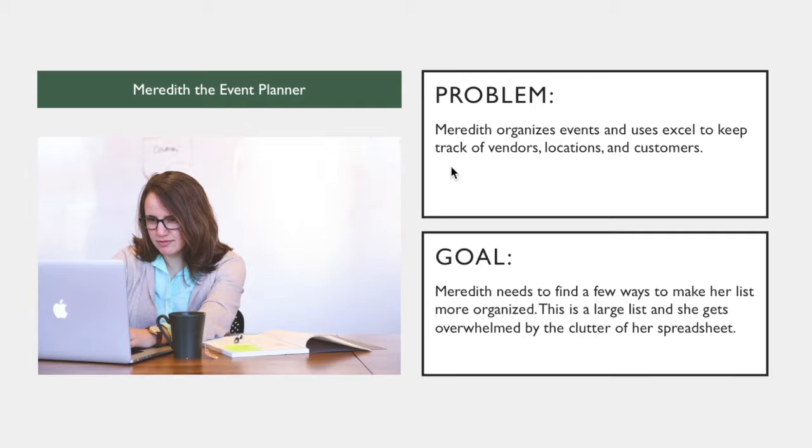Meredith organizes events and uses Excel to keep track of her vendors, locations, and customers. She needs to find a way to make this list more organized. This is a large list, and she gets overwhelmed by the clutter of her spreadsheet. So I'm going to give you some tips on how to organize spreadsheets and see if we can help Meredith along the way.